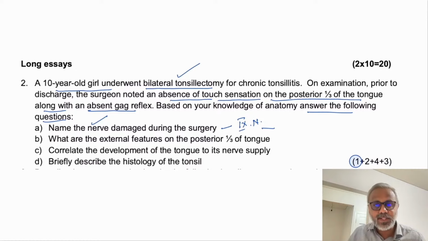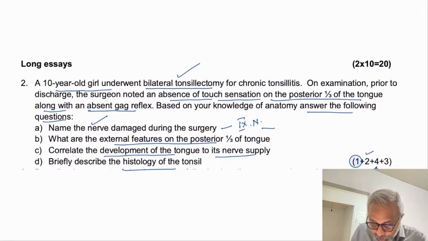Read the next questions. What are the external features of posterior one-third of the tongue, which carries 2 marks? Then, development of the tongue and correlated with nerve supply, 4 marks. So for development and nerve supply correlation, 4 marks. Then histology of the tonsil, 3 marks.